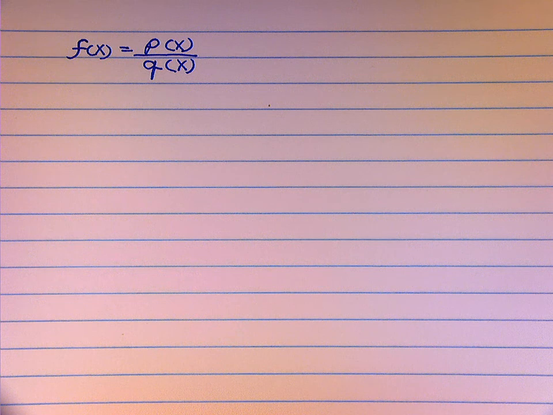Finding the horizontal asymptote of a rational function. A rational function, again, is any function that has a polynomial in the numerator and a polynomial in the denominator.